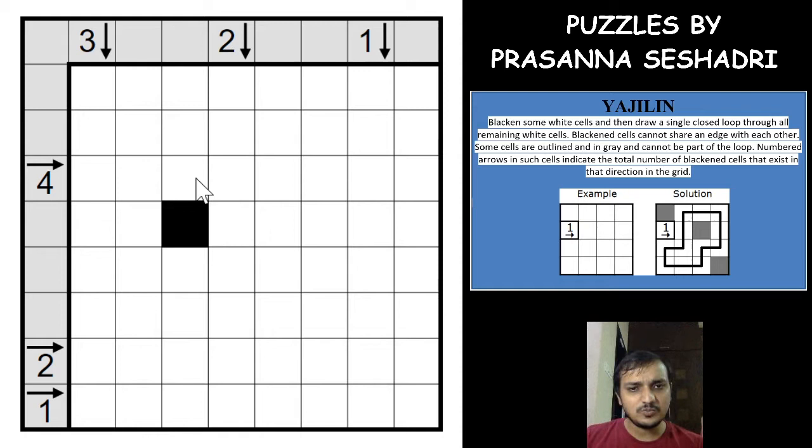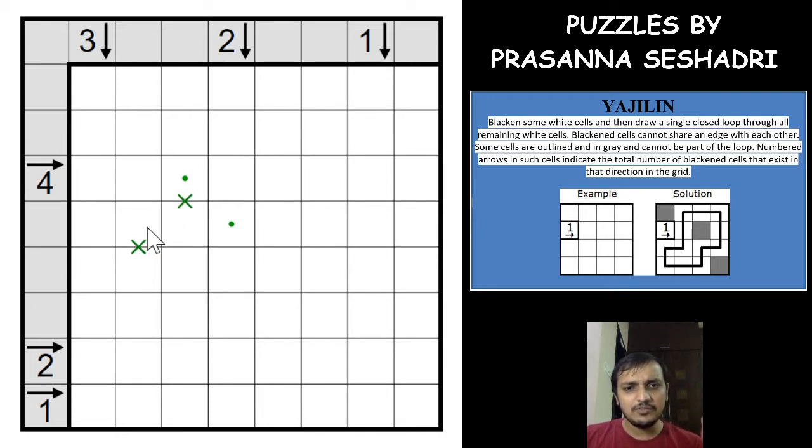So if I shade this black cell, all of these four cells orthogonally adjacent to it will be non-shaded and will be part of the loop, right? There can never be a white cell which is neither shaded nor part of the loop. So either it has to be shaded or it has to be part of the loop. And two black cells cannot be adjacent to each other, but can be diagonally adjacent to each other. So if you have a black cell here, you can have a black cell here, right?